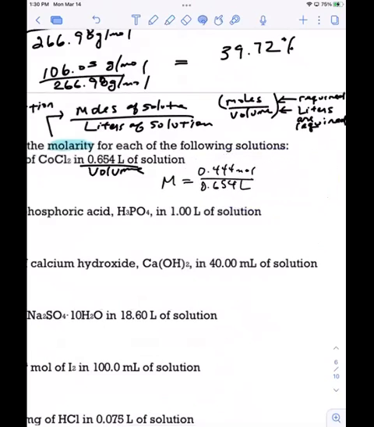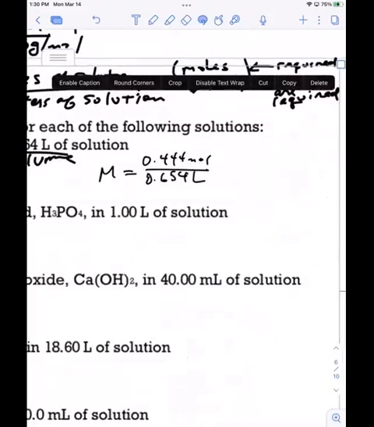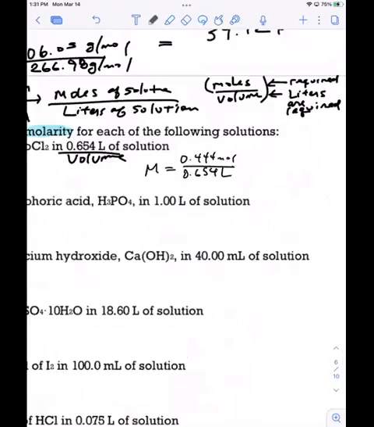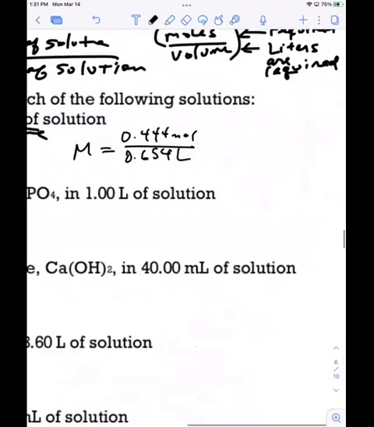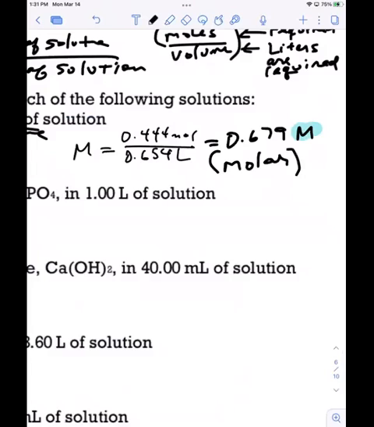And then when you express this as the answer, you just leave it as M. Sometimes you'll hear it referred to as molar, and that means the same thing. It's just molarity. What do we have for that? 0.444 moles divided by 0.654 liters. We got 0.67889. So we'll say 0.679 molar. So when you see that big M as your unit, you just say molar. If I ask you what the concentration of that solution is, you'll say 0.679 molar. It's a 0.679 molar solution. All right.